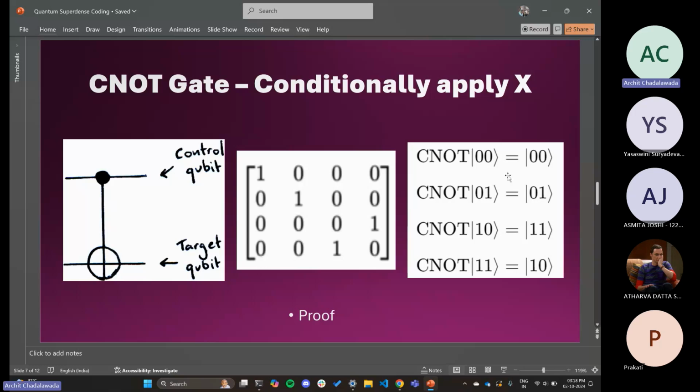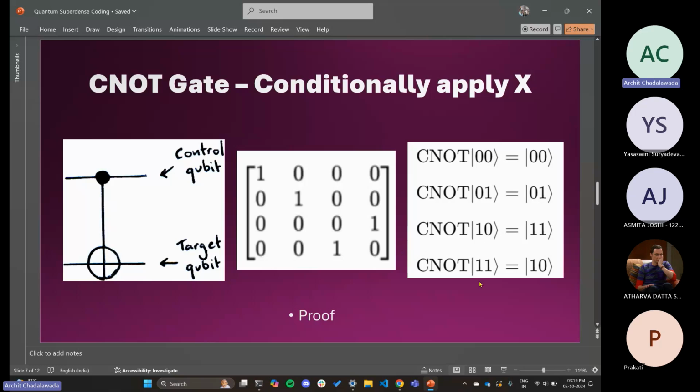So if we look at how C naught is applied, we look at C naught applied to 0,0. 0 is the value of the first qubit and 0 is the value of the second qubit. But we said when the control qubit is 0, we do not apply any NOT gate on the second qubit. Hence, the output is 0,0. Similarly, for this state, the first control qubit is 0. Hence, we do not apply any NOT gate on the second qubit, and the state remains as it is.